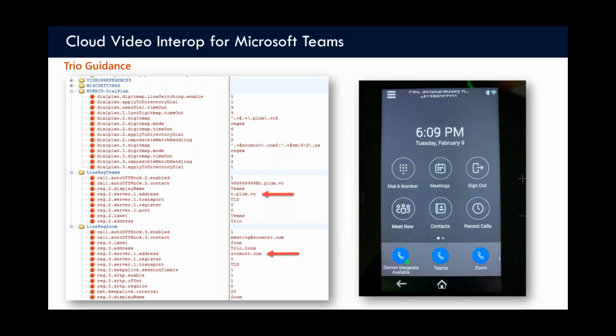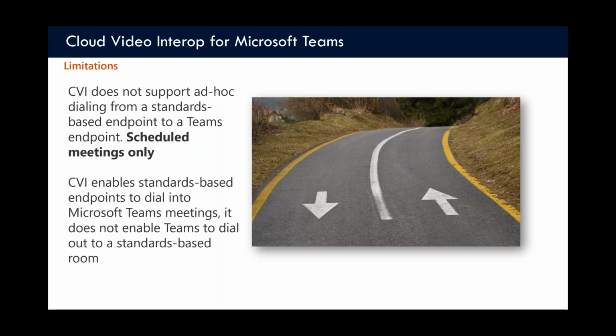So some limitations of Cloud Video Interop. Cloud Video Interop does not support ad hoc dialing from a standards-based endpoint to a Teams endpoint, okay? Scheduled meetings only. So I can't walk up to a standards-based video conferencing endpoint and dial into a Teams meeting or dial an individual Teams user. It's not designed for that. It's only for scheduled meetings. Just keep that in mind.